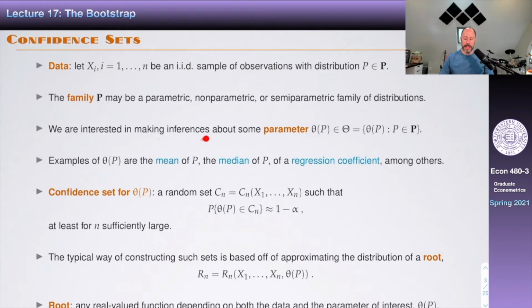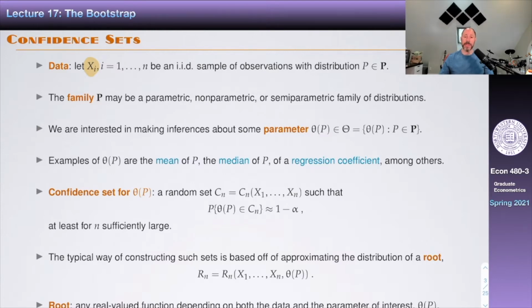We're interested in making inferences about a parameter that I denote by theta(P), and theta(P) belongs to a set Theta, which is theta(P) for all P in script P. Examples of theta(P) are the mean, the median, the regression coefficient in a regression, and so on. Notice the change of notation here: X in my case is just the sample that we have, so in the case of a regression, it includes Y and X, everything you observe, okay? Since I'm not going to talk about regression in particular today, I'm just going to call it X, but X is all the data you observe, okay?